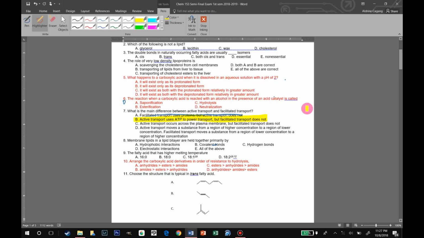You have letter D, active transport moves a substance from a region of higher concentration to a region of lower concentration. This statement is incorrect. Again, for active transport, this is going to be a reverse of the passive transport, wherein it should be from a region of low concentration to a region of higher concentration. So letter B is indeed the correct answer for this item.